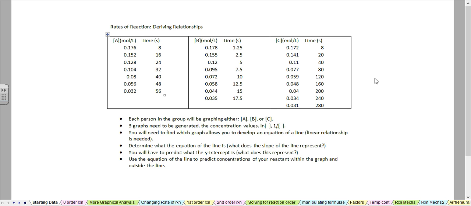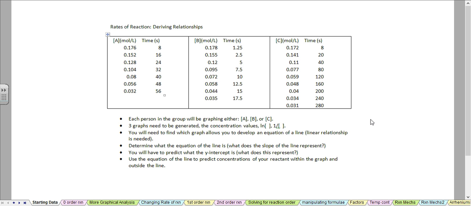If this is the first time you're seeing this video series, you may want to pause it right now to write down this data table. We're going to take you through an activity where we've got three different reactions, and in each case a reactant. We've got reactant A in one reaction, reactant B in another, reactant C in the third, and each of these reactants is decomposing. Over time, we've looked at the concentration of each reactant and seen how the concentration is changing.